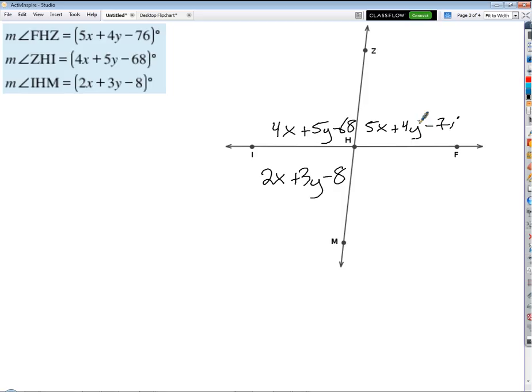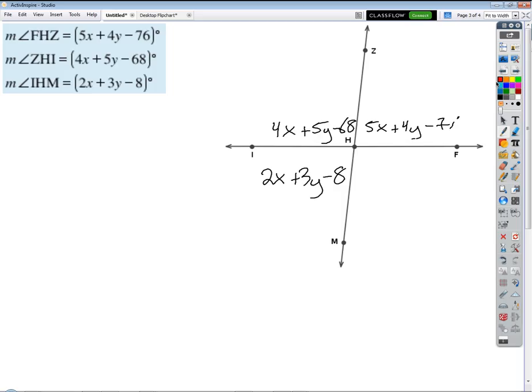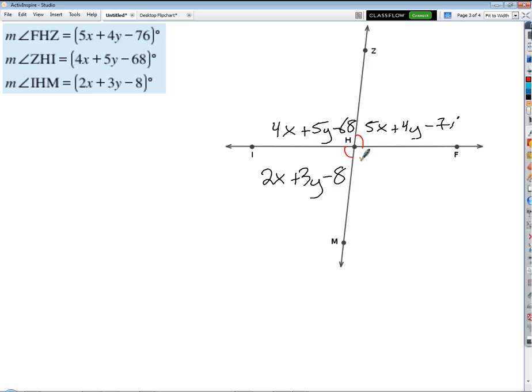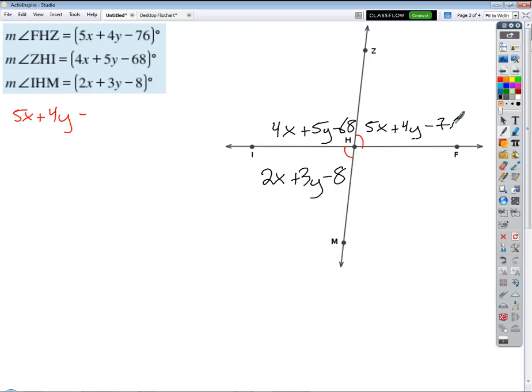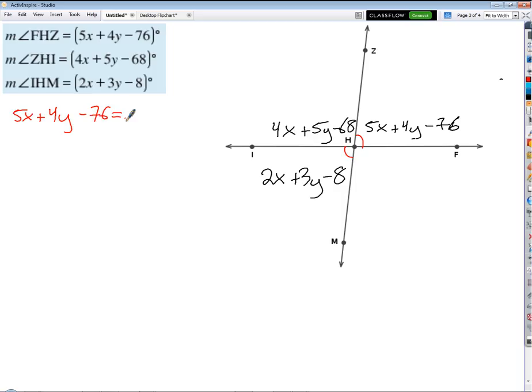So there's an equation, right? I know this is true, so we can turn that into an equation. This expression, because that's the measure of the upper right angle, 5x plus 4y minus 76 equals 2x plus 3y minus 8, right?